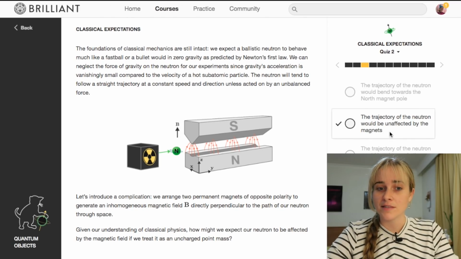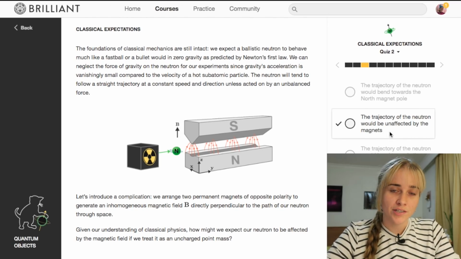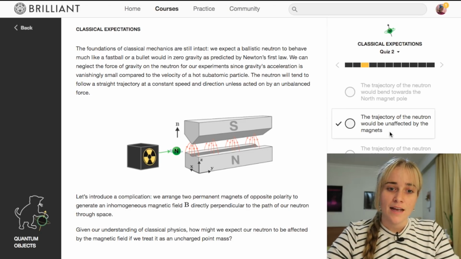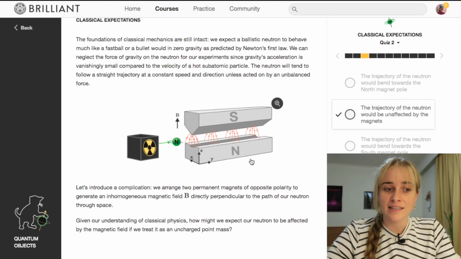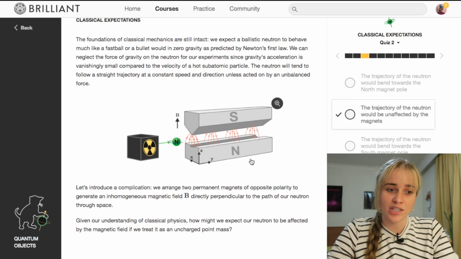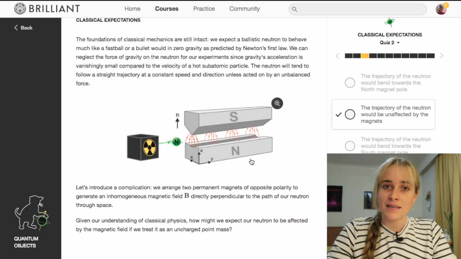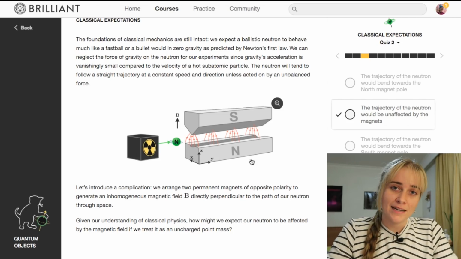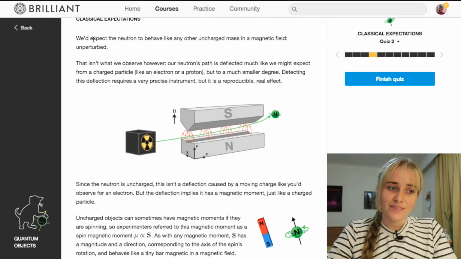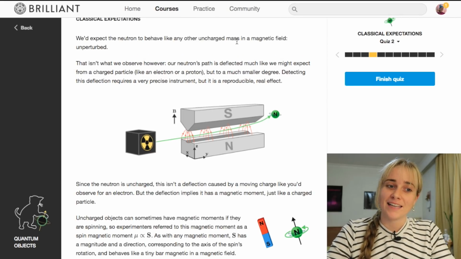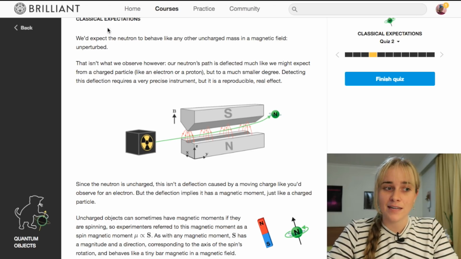The answer here is that we would still expect the neutron to travel in a straight line, even through this magnetic field, because we're treating the neutron as having no charge, and something would only be deflected in a magnetic field if it had a charge. So we'd expect the neutron to behave like any other uncharged mass in a magnetic field and be unperturbed. However, this isn't what we observe. Our neutron's path is deflected, much like we would expect from a charged particle like an electron or a proton, but to a much smaller degree.